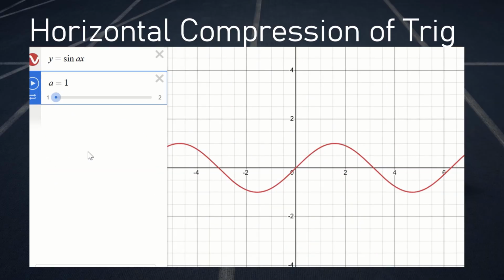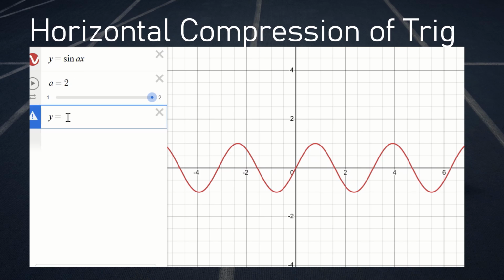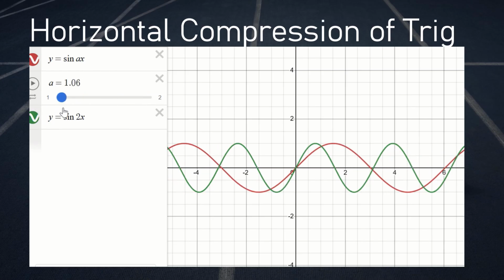And one last little tidbit. Here is a sine wave. And when I want to look at sine of 2x, notice that it squishes it in and horizontally compresses it. So this is what y equals sine of 2x would look like. There's the original sine. It squishes it in like that.